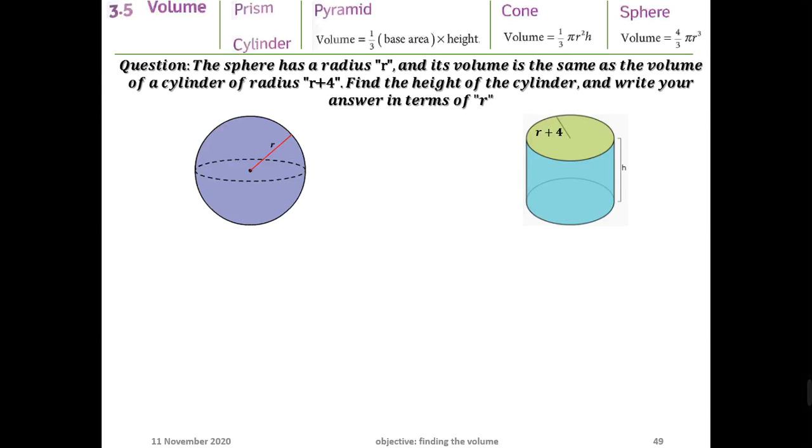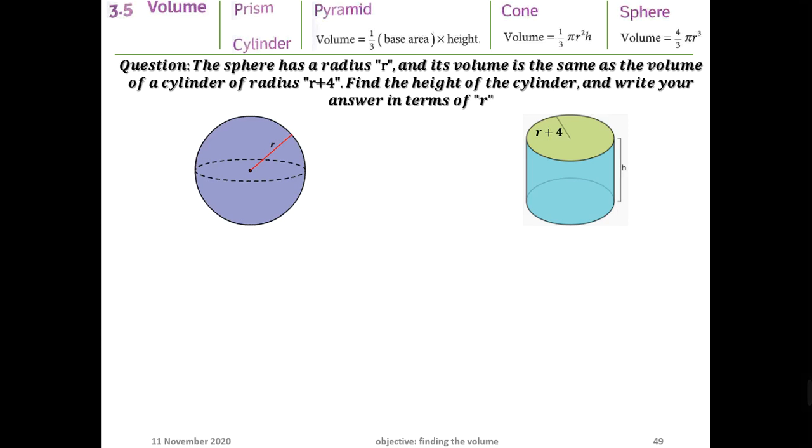So the question says that the sphere, which is the shape on the left side of the screen, has a radius of r, as you can see, and its volume is the same as, which means it is equal to, the volume of a cylinder where the radius is equal to r plus 4 and the height is just the height. So they're asking us to find the height of the cylinder and to write our answer as an expression in terms of r.